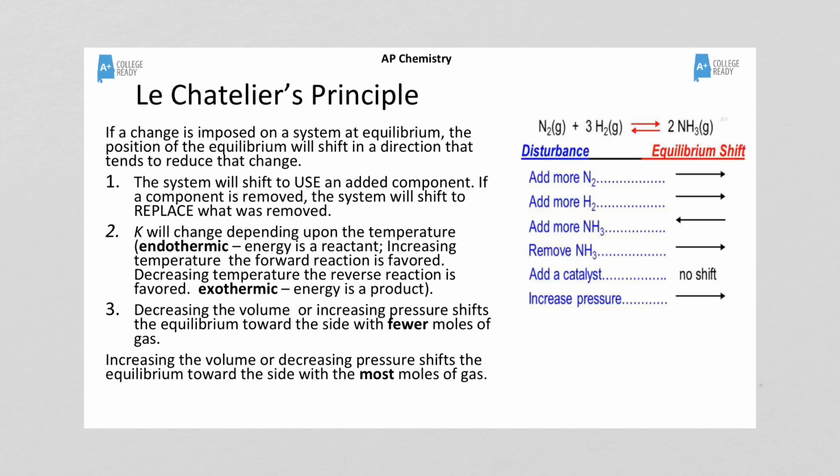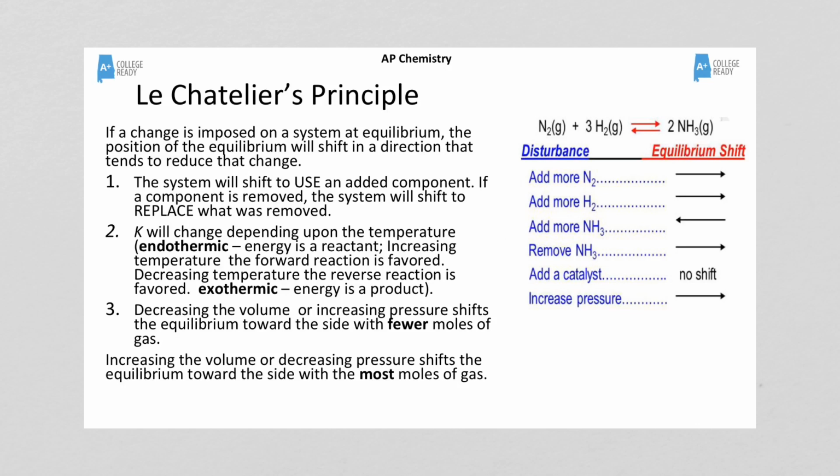Le Chatelier's principle is defined: if a change is imposed on a system at equilibrium, the position of the equilibrium will shift in a direction that tends to reduce that change. So we have to have equilibrium to start with. Something changes, and again, here are some scenarios.